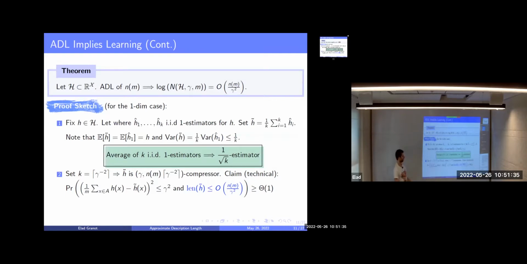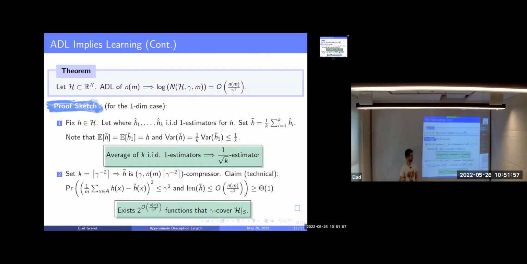So if we can show that this value is non-zero, it means there is a function that satisfies both terms for every h, for every function in the class. If all those functions have at most n divided by gamma squared bits, this means that there must be at most 2 to the power of n divided by gamma squared functions like this, which is our covering that we want, a gamma cover. So this is the proof idea. We converted a probabilistic issue into an existence problem.